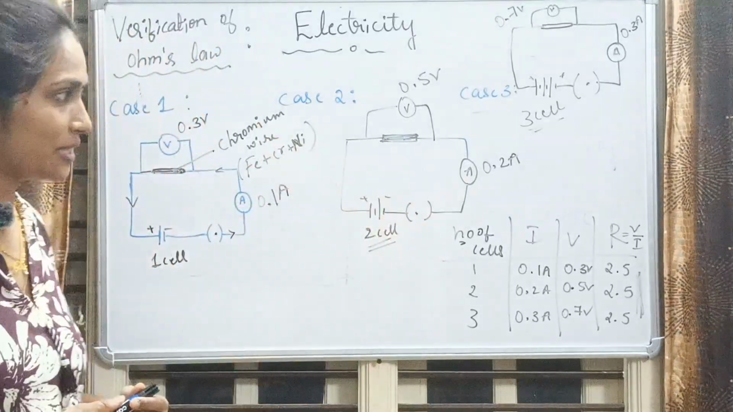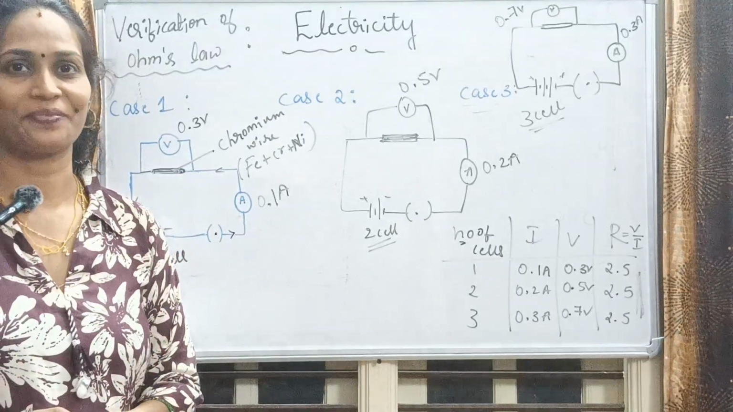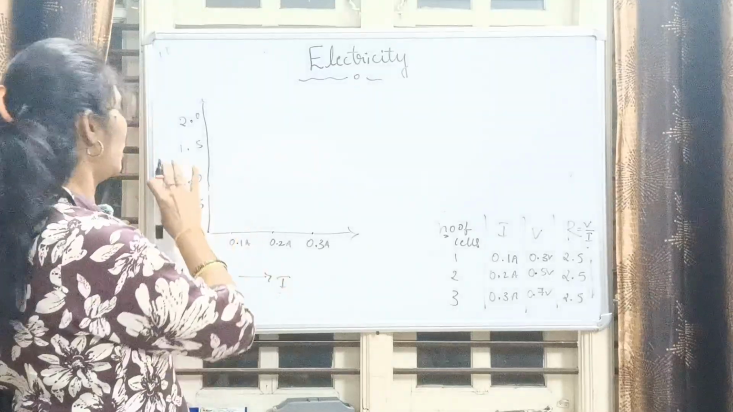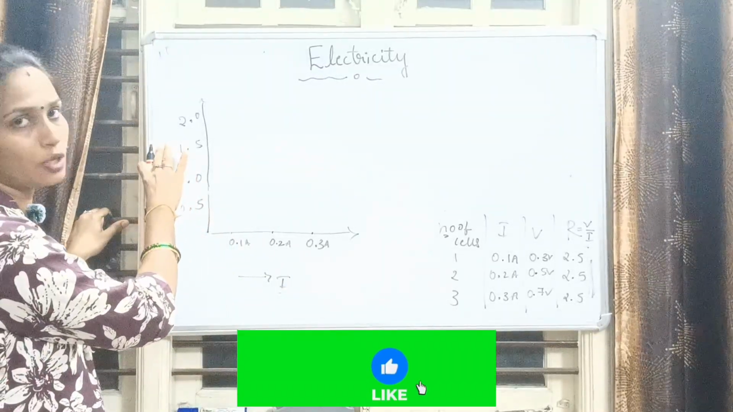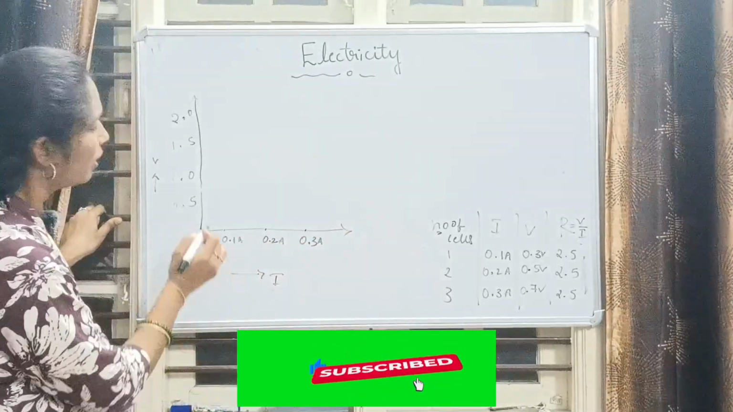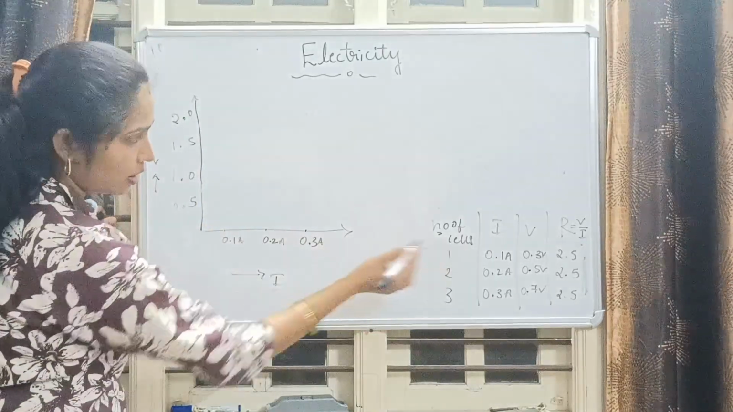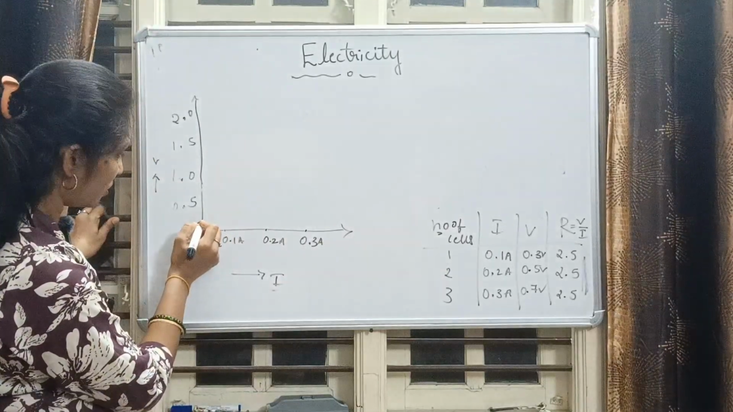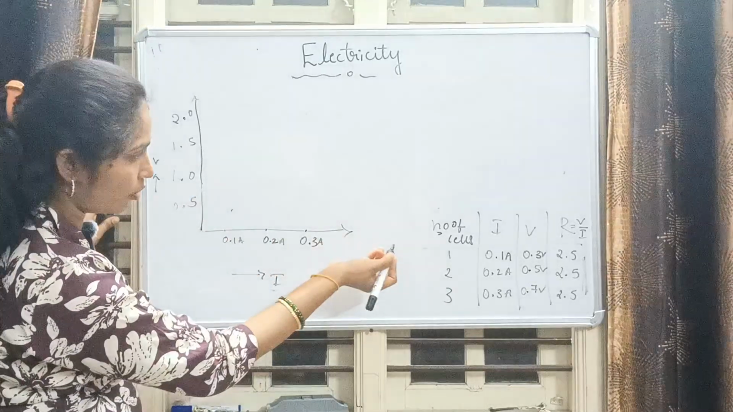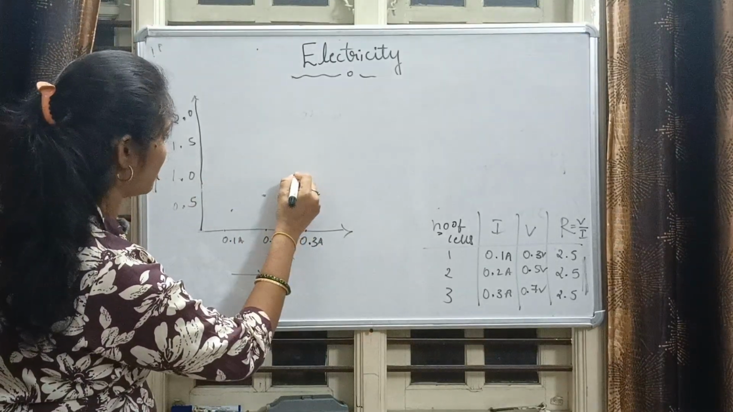Just note down this one. I'll plot a graph using this data. On the x-axis, I have taken the values of current. On the y-axis, I have taken the values of voltage. See, 0.1, 0.2, 0.3 and so on is there. And here I'll take measurements 0.5, 1, 1.5, 2. For 0.1, it will come around 0.3, 0.5, around here. For 0.2, it is exactly at 0.5, and for 0.3, it will come exactly here.